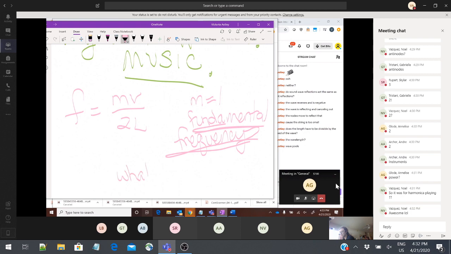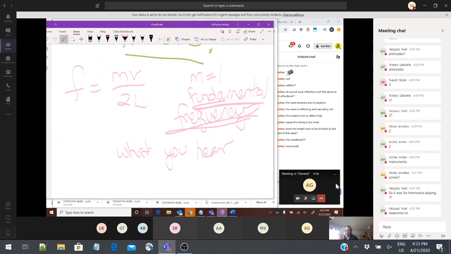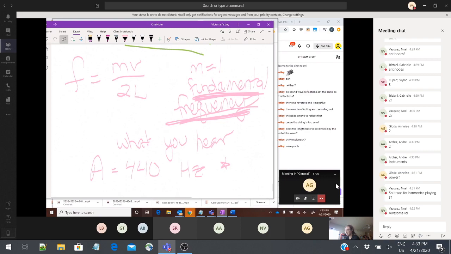This is what you hear, like if any of you musicians play an instrument, you will hear, oh, A is traditionally 440 hertz. That is the fundamental frequency. You will get all the other harmonics, and how much you get of which harmonic is kind of what gives an instrument its sound. But this is the one that determines the sound that it makes.